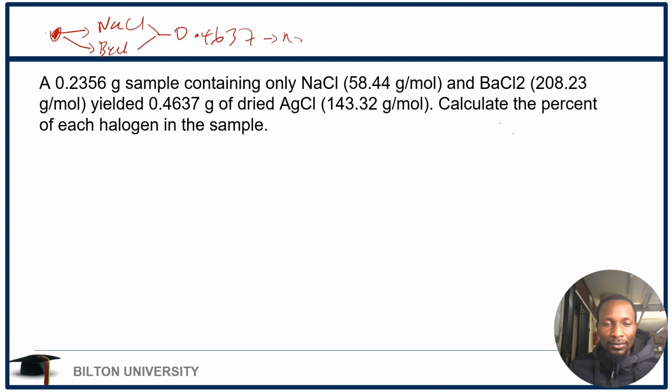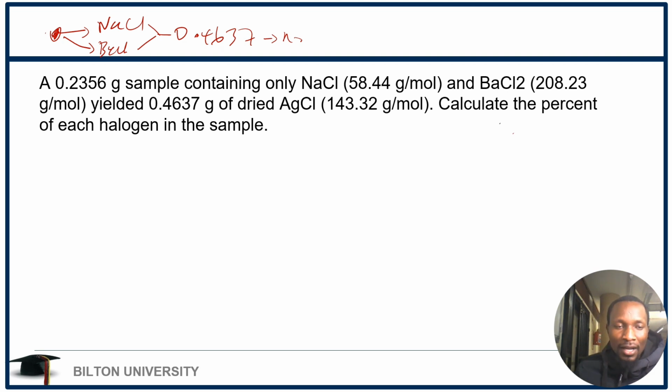Okay, so until this moment we don't know how much of the mass was contributed by sodium chloride and how much of the mass was produced by barium chloride. So we need to come up with equations, because we have to calculate how much of the silver chloride came from the sodium chloride and how much came from the barium chloride.